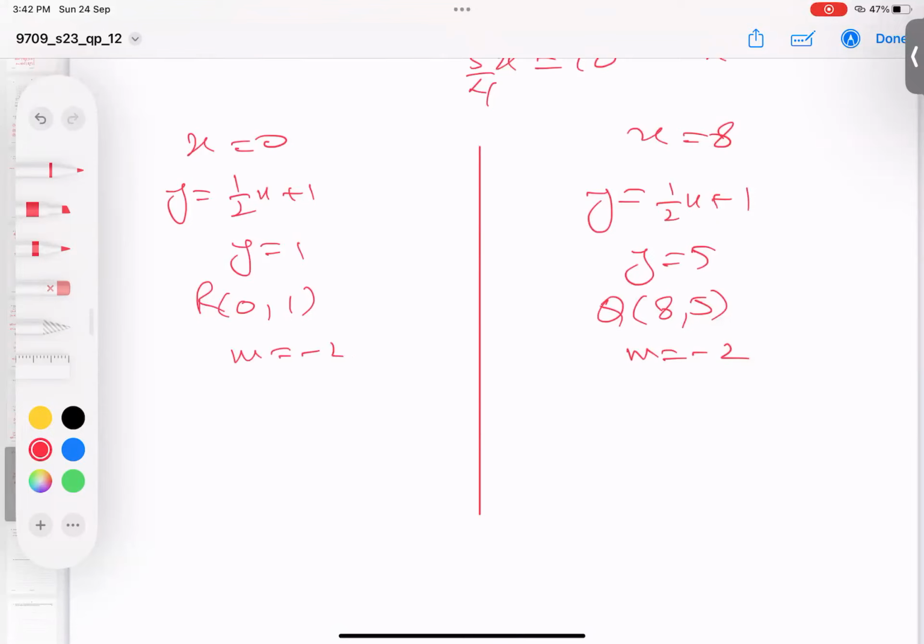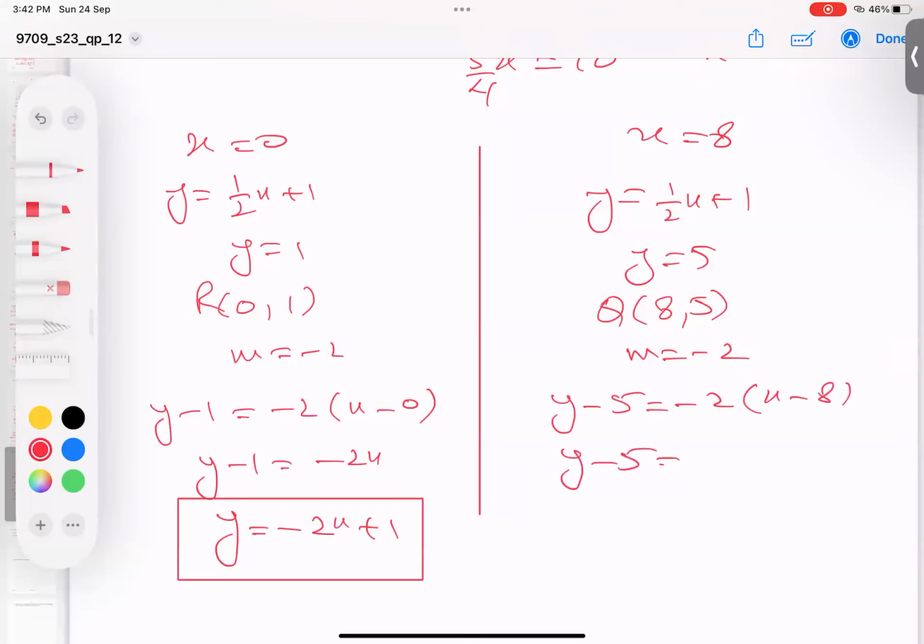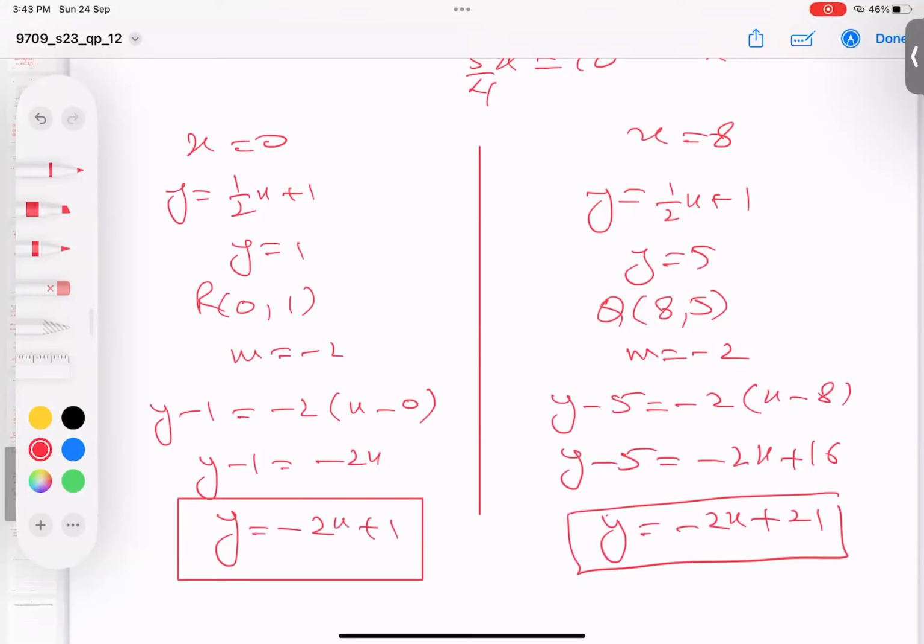So what is the equation of normal number 1? I'm writing y minus y1 equals m times (x minus x1). So I get y minus 1 equals negative 2x, and ultimately I got y equals negative 2x plus 1. This is equation number 1. Same approach here: y minus 5 equals m times (x minus 8), so y minus 5 equals negative 2x plus 16, and finally y equals negative 2x plus 21, the equation of the second normal.